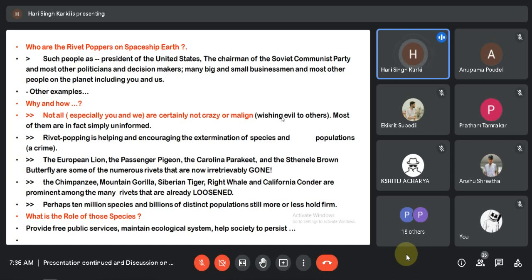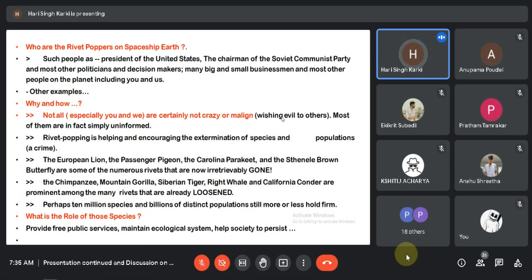Not all, especially you and we, are certainly crazy or malign. Writers say that not all are equally crazy, or they are not malign. They do not wish evil to others.